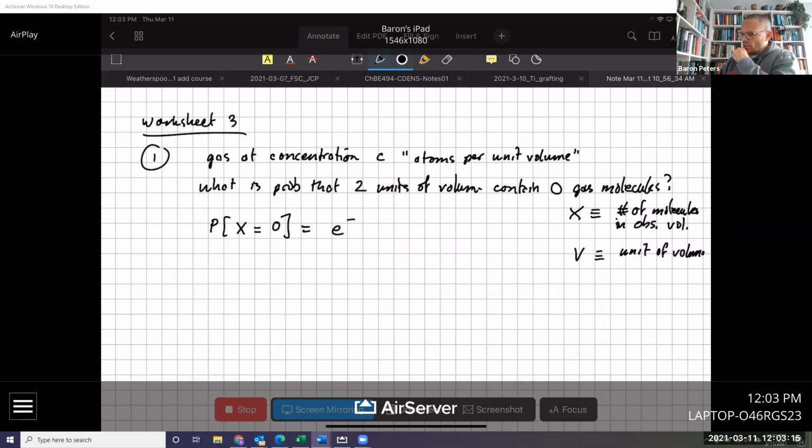So this is going to be e to the minus 2, let me write it as C times V. If I have 2 units of volume, I have 2V multiplied by the concentration. That is the expected number, which, if you want, is my lambda parameter. And we're just using the Poisson distribution here. So that's really the entire answer to that problem: e to the minus 2CV.